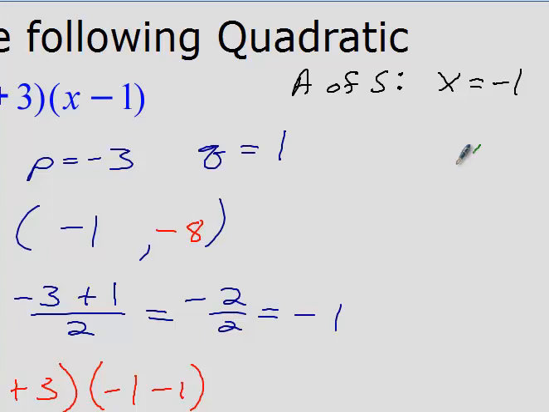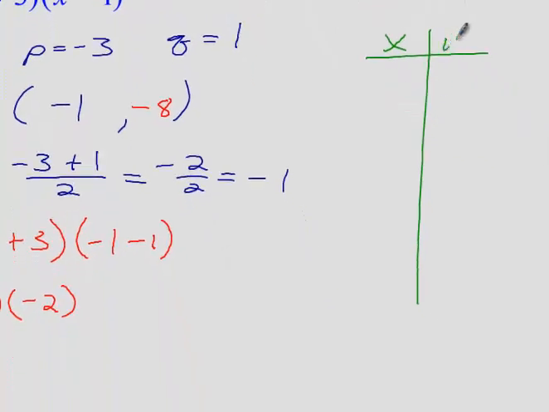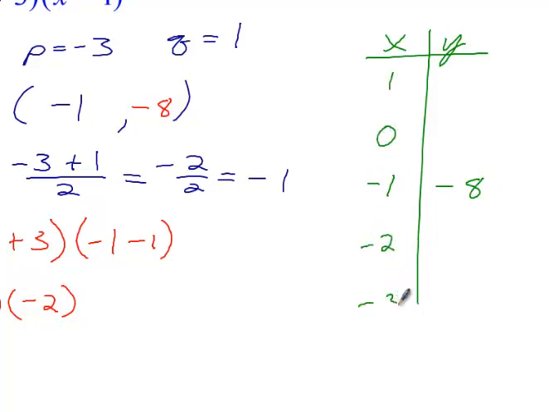All right, so finish it off real quick here. Make an XY chart. What goes in the middle? The vertex. So I put in -1, -8. I need 2 x's bigger, 2 x's smaller. 1, 0, -2, -3, right? Now, the only thing is that you're going to have to be careful when you substitute here because you have to work each parenthesis separately, then multiply.